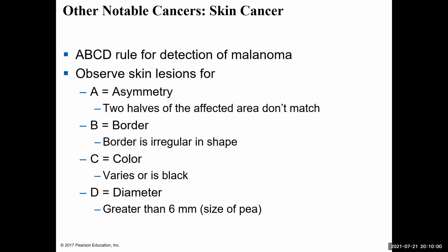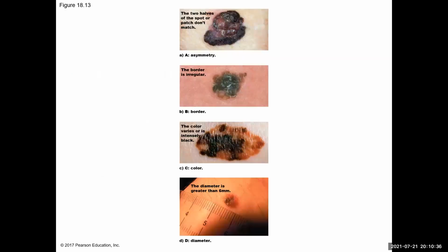Basically, if the lesion or the mole is not symmetrical, then it could be cancerous. If the border is irregular shaped, it could be cancerous. If it's very dark or black in color, or if the coloration is varying, like brown and dark, then it could be cancerous. And if the diameter is greater than 6 millimeters, so basically about the size of a pea, then there's a big chance that it could be cancerous.